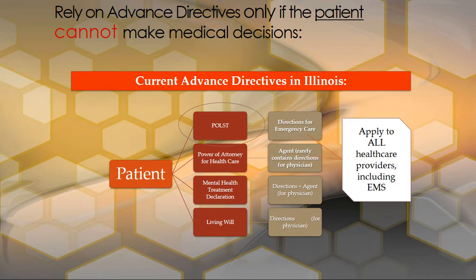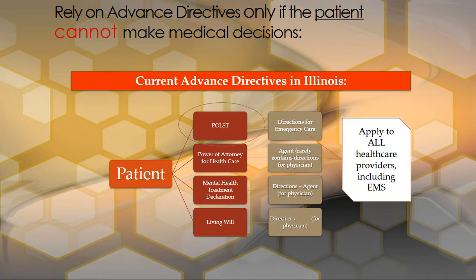Obviously, the POLST form, that's something that we're going to be able to follow. Power of attorney for healthcare, we may get into. We will take a look at those documents, and if those can be provided and somebody can properly identify themselves as the healthcare power of attorney, then in consultation with medical control, that person does have the right to make certain, but not necessarily every type of decision.